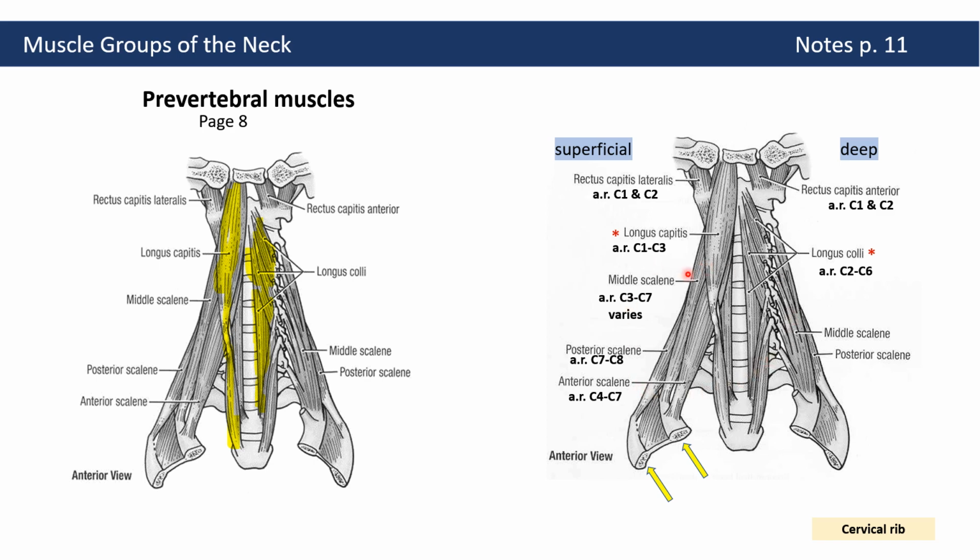I've also taken the time to put the innervation of the scalenes, posterior scalene C7 through C8, and the anterior scalene C4 through C7, as well as the middle scalene C3 through C7. Superiorly here, you notice the rectus capitis lateralis and the rectus capitis anterior. Those are innervated by anterior rami C1 through C2.